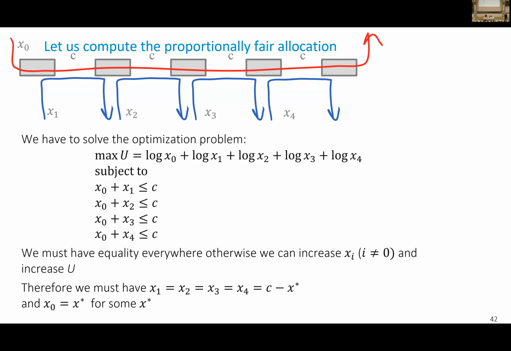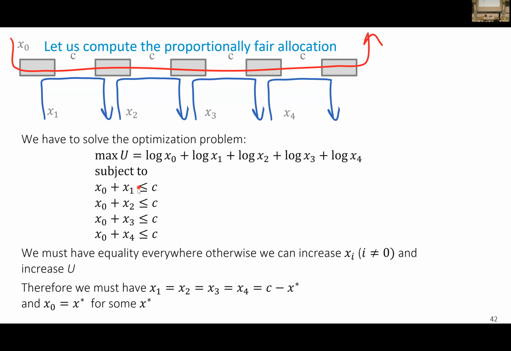Right. So since the proportionally fair allocation maximizes everything and is Pareto efficient, we must have equality here. It's not true in general. We could have combinations of constraints, but here we are in a special case where at every link there is a free variable. So we must have equality in the constraints everywhere here. So equality means x0 plus x1 is c, etc., which means that, if I call x star the optimal value of x0, then we have these equalities everywhere.